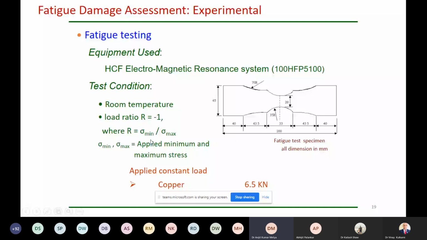In room temperature, load ratio of R equals -1, flat dog bone specimen. You can see my cursor. This is the gauge portion. So in this gauge portion, we have marked 1, 2, 3, 4 like this.